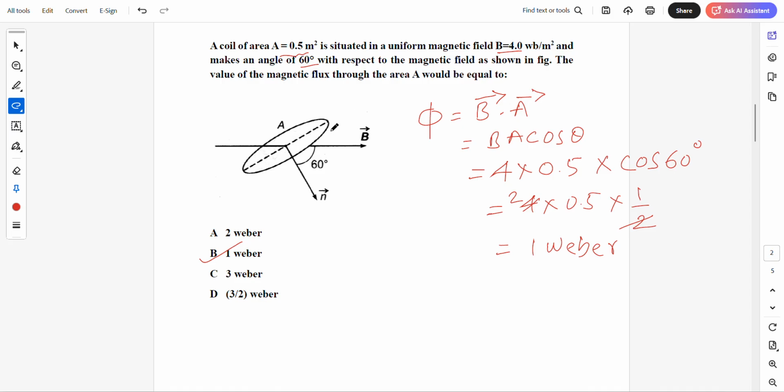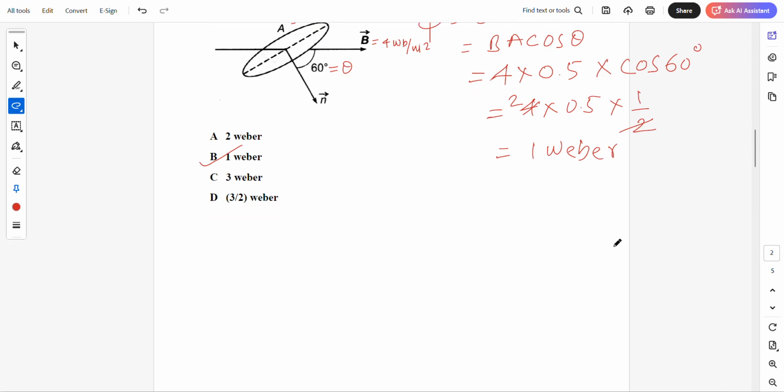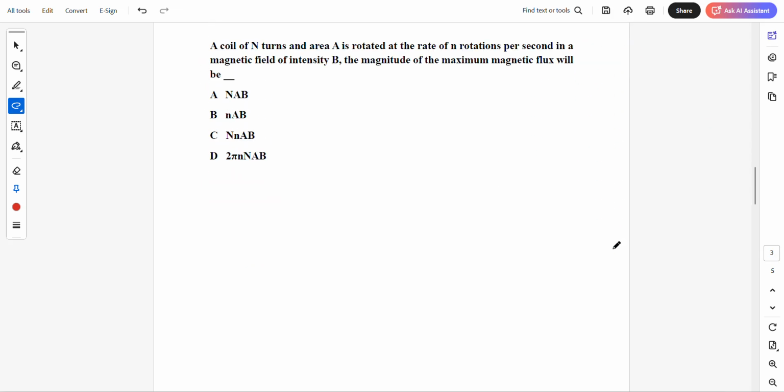Just B they have given 4 Weber per meter square, area they have given 0.5 meter square, and theta is given. That's all. You know this formula: phi is equal to vector B dot vector A, that is BA cos theta. Just 1 Weber is the right answer. Hope you understood. Let us see the next problem.